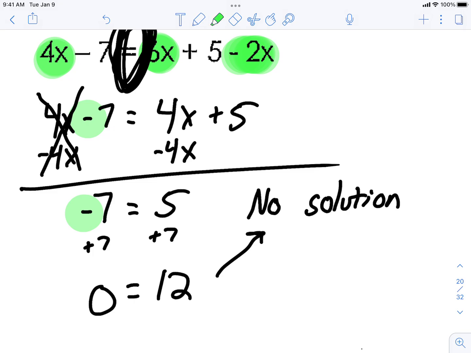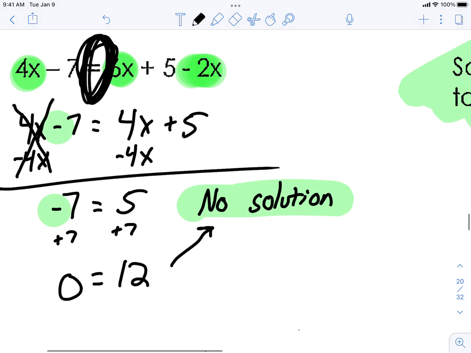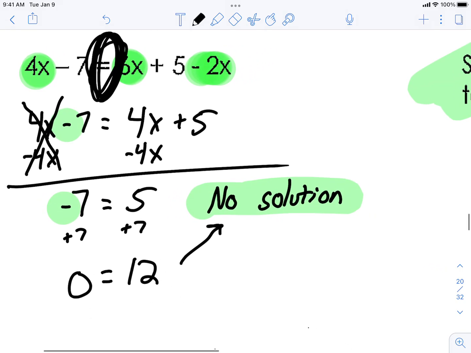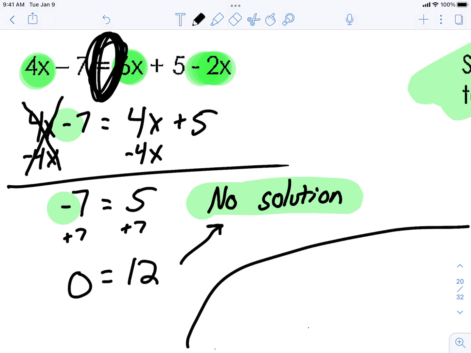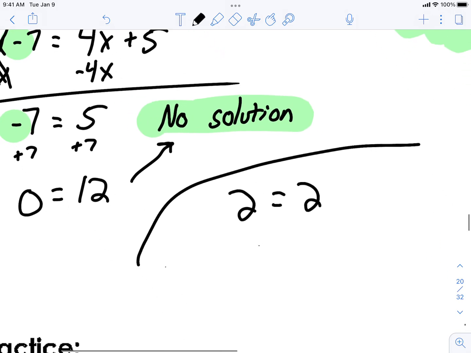You want to remember this phrase. If you get a false statement, it's no solution. I don't have an example of it here, but if you would get your variables to completely cross out, and you would end with an answer like 2 equals 2, which is obviously a true statement, your answer, we would say, is all real numbers. Or sometimes you would see infinitely many solutions.